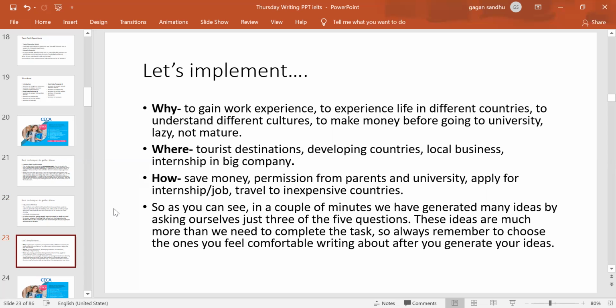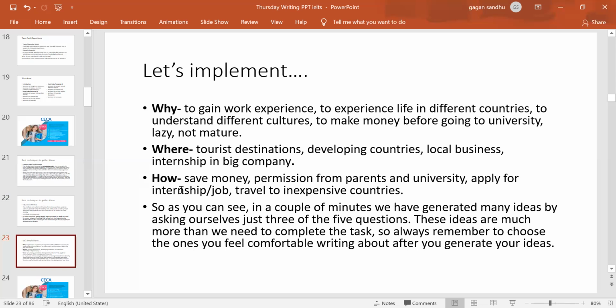Now where can I do this, where can I get these opportunities? First is tourist destinations. Then developing countries. Why? Because they are inexpensive. Then the local businesses, then maybe internships in big companies. So these are the possible places where I can gain the knowledge I want, or the travel experience, maybe the work experience. Then how will I be gaining that?